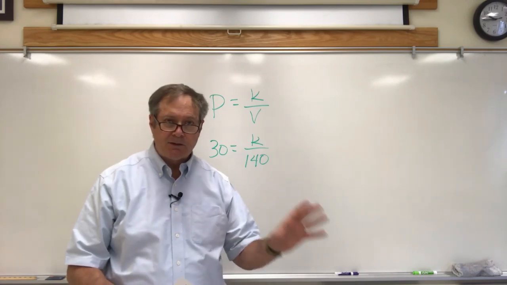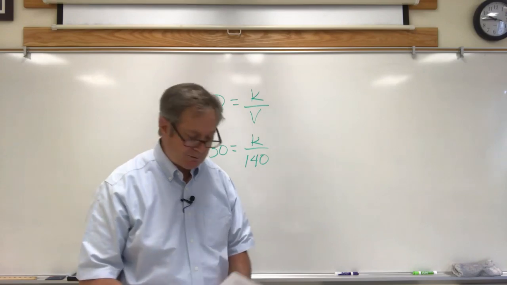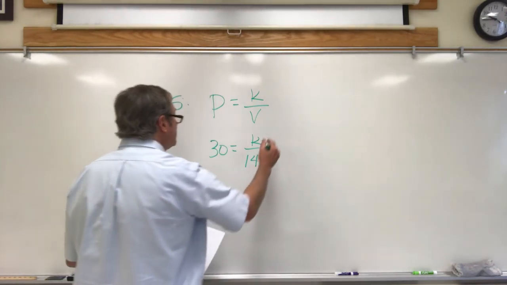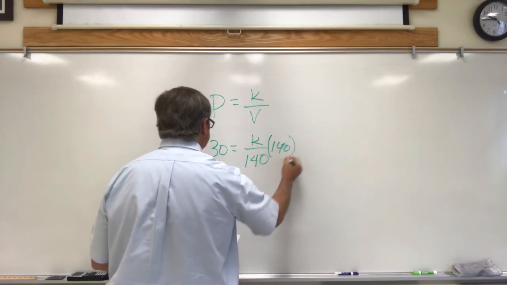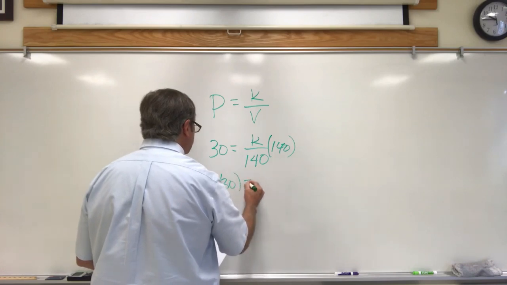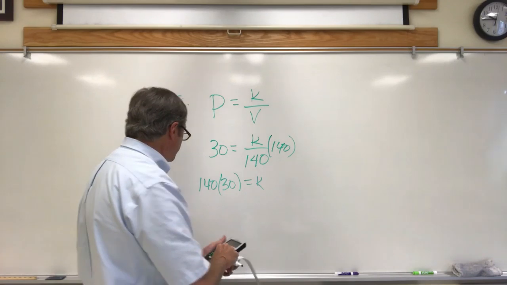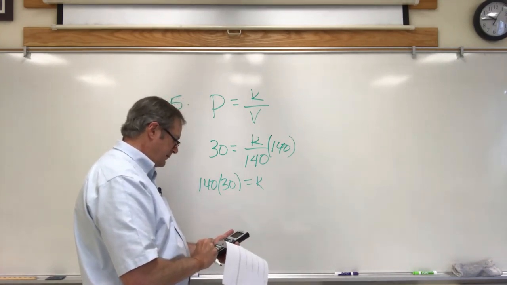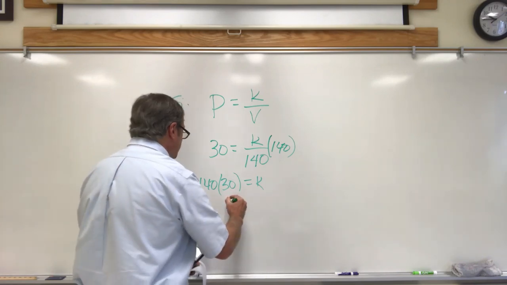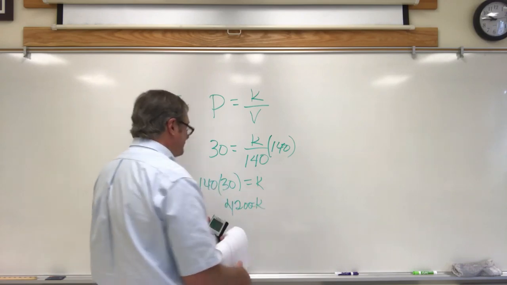So again, they're giving you 2 situations. The first situation, you solve for K, then you plug it into the second situation. So let's solve for K here. We'll multiply both sides by 140. And so we have 140 times 30 is K. I don't know what that is, but we'll find out quickly enough. 140 times 30 is 4,200. All right, so the constant is 4,200.